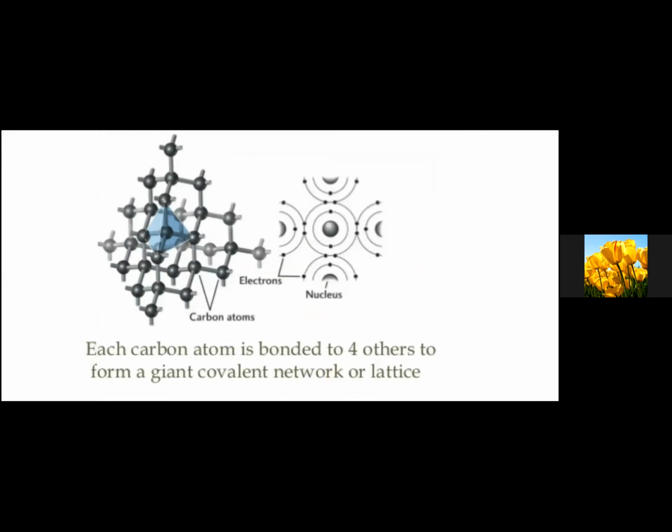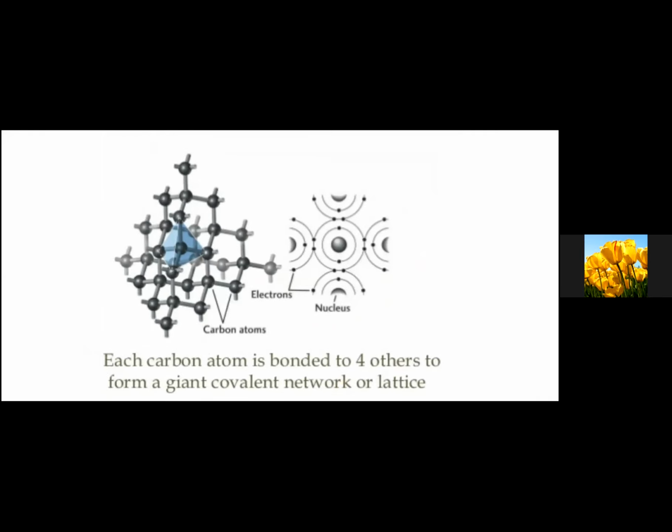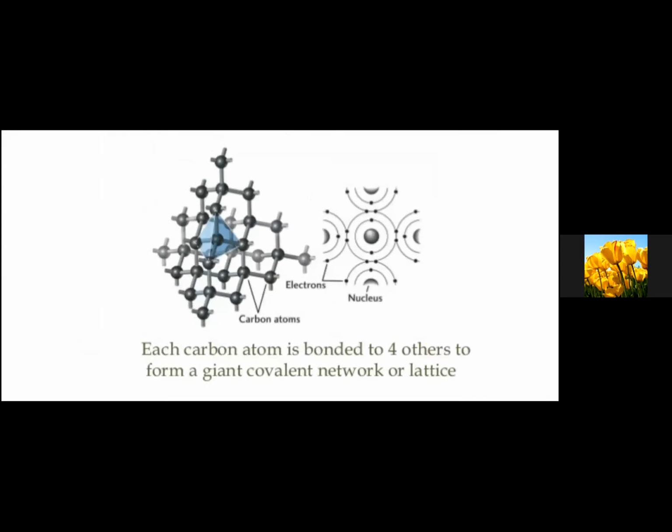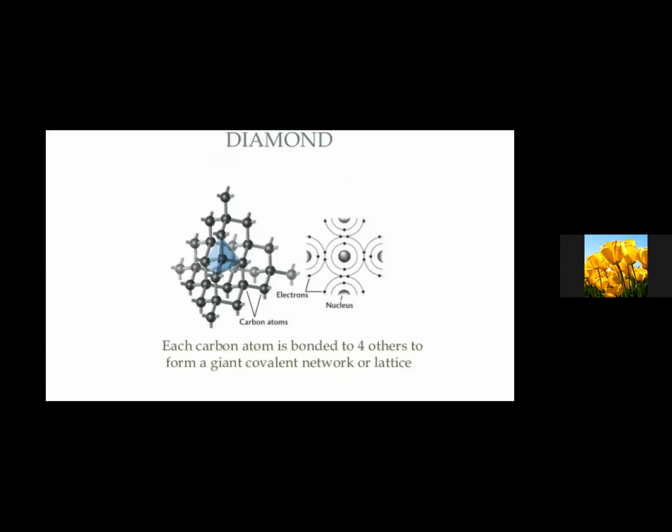And this is the structure of diamond. Here we can see that each carbon atom is bonded to 4 other carbon atoms to form a covalent network or lattice. And we all know the covalent bond is very strong. Therefore, it doesn't conduct electricity.